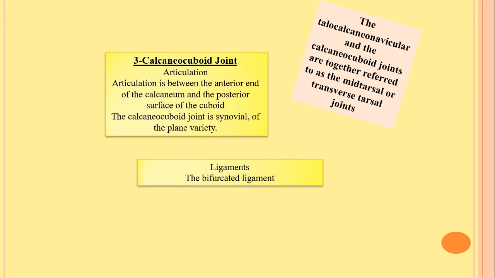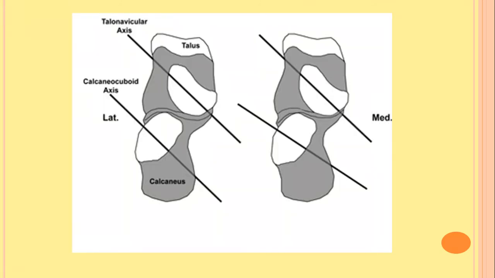Other joints, the calcaneocuboid joint and the talocalcaneonavicular joint, are together referred to as the mid-tarsal or transverse tarsal joints. These two joints, calcaneocuboid and talonavicular, are named as mid-tarsal joints. The calcaneocuboid is a synovial plane variety, and the ligaments attaching to them are named the bifurcate ligaments.